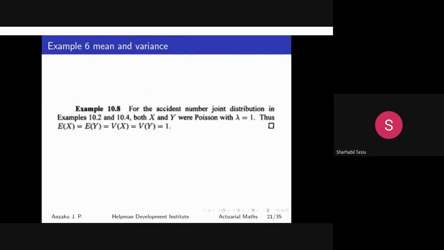So finally, for the mean and the variance, for the accident number joint in examples 10.2 and 10.4, both x and y were Poisson with lambda equals 1. See, they are using the formula you are talking about. Yes, so you see, they use that formula for the accident number. That was what I was expecting. So it follows.